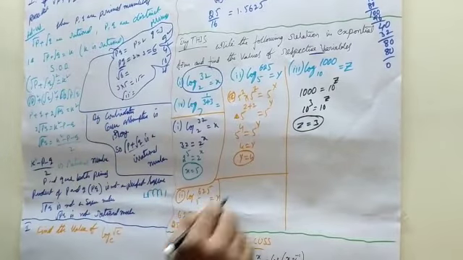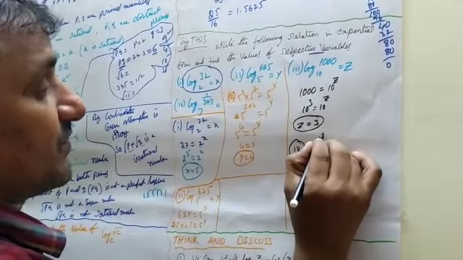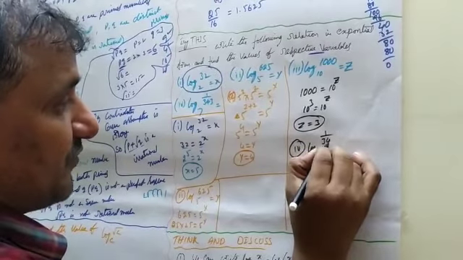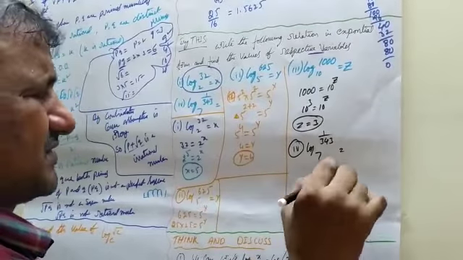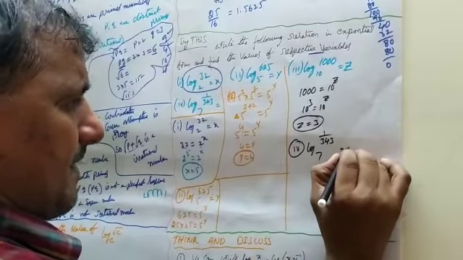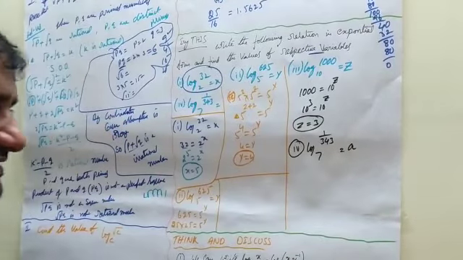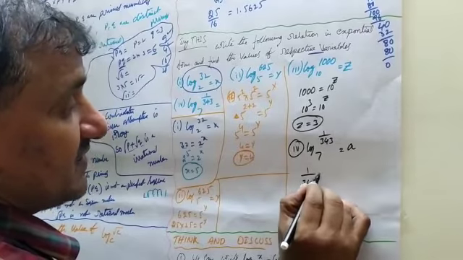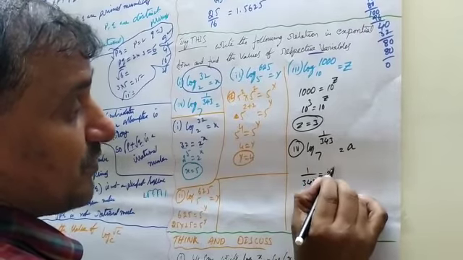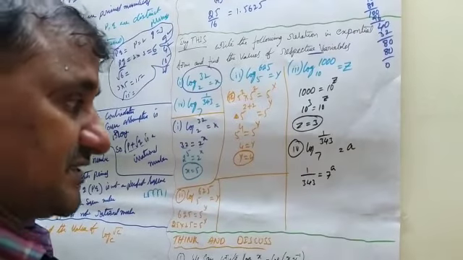At the same time, 4. What is the 4 here? It is 4. Therefore log 1 by 343, base 7, is equal to some a. For example, at the same time, 1 by 343 is equal to 7 power a. This is logarithmic form, this is exponential form.